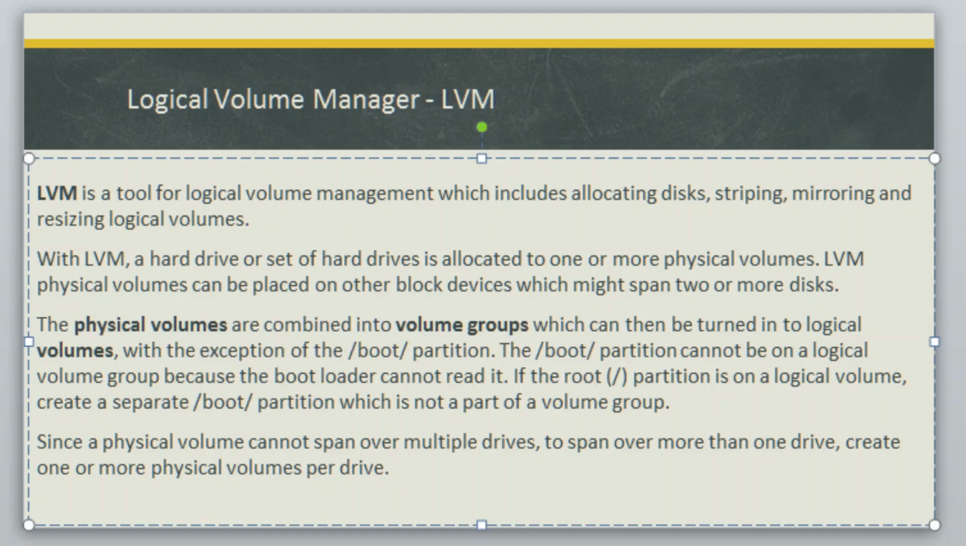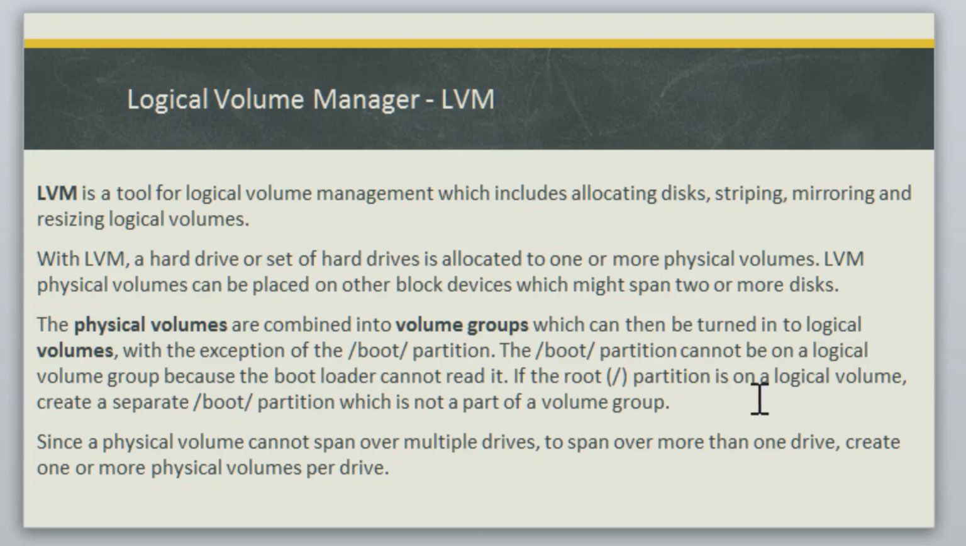With the exception of the /boot partition. The /boot partition cannot be turned into a logical volume group because the bootloader cannot read it. So that's the only partition that cannot be turned into a volume group or logical volume. If the root partition, which is /, is on a logical volume, you can create a separate boot partition which is not part of a volume group. Since a physical volume cannot span over multiple drives, to span over more than one drive, create one or more physical volumes per drive.